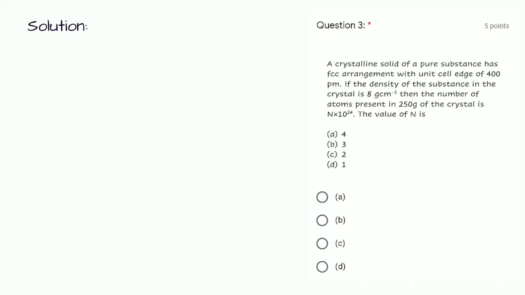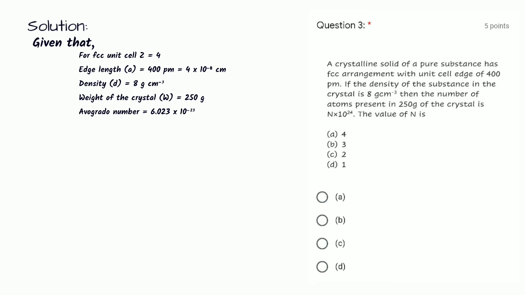Then what we have to find out is the value of N, if the number of atoms present in 250 gram of the crystal is N into 10 to the power 24. First of all we have to write the given data. Here it is given that the arrangement is FCC, that means the number of atoms present inside that unit cell will be 4. That means Z will be 4.